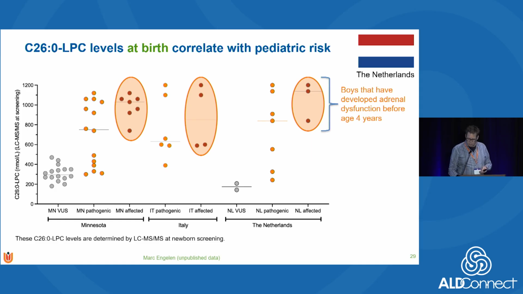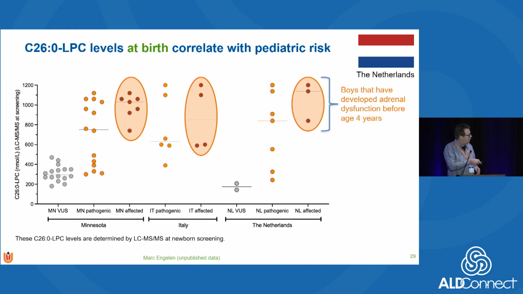And this is unpublished data from the Dutch cohort. We have also identified 2 VUSs, which we're still working on, and pathogenic variants. And also in the Netherlands, 3 boys have developed adrenal dysfunction before the age of 4 years. And also here, they are in the high range of the disease. So C20 lyso-PC levels are associated with risk of developing pediatric disease.